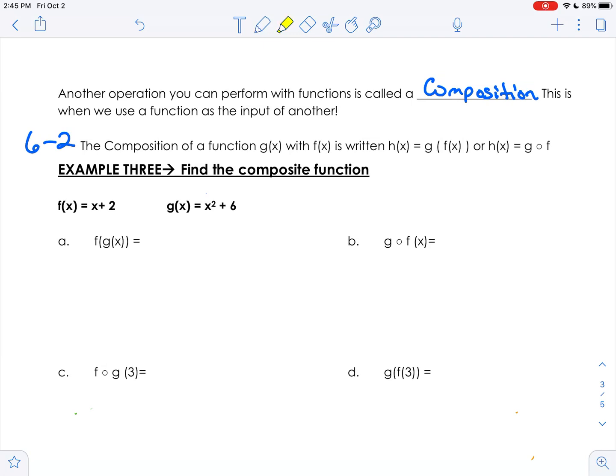The composition of functions g of x with f of x is written like this. h of x equals g of f of x, or h of x equals g with this little open circle, f, and that's also the same. That's still g of f of x. One notation's a little nicer because you can actually see f of x is going into the g function. This one you just kind of have to remember the second function goes into the first function.